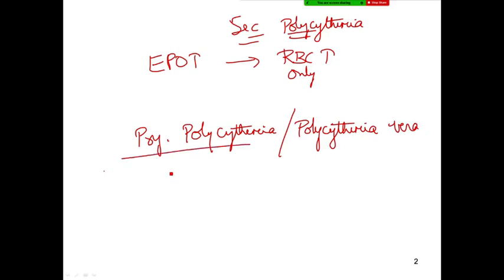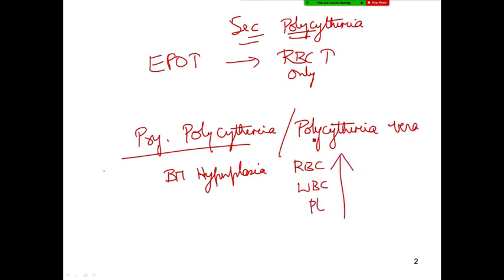So in primary polycythemia, the bone marrow is hyperplastic. There's bone marrow hyperplasia. So along with RBC, what will happen to WBC and platelets? They all will increase together. Whereas what did I tell you? Only RBC is increasing. So if only RBC is increasing, it has to be an erythropoietin excess. That's why only RBC is increasing.